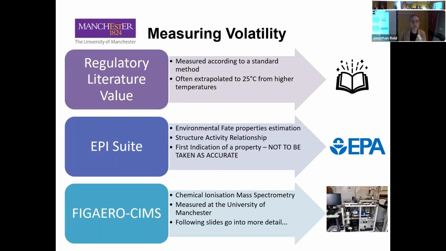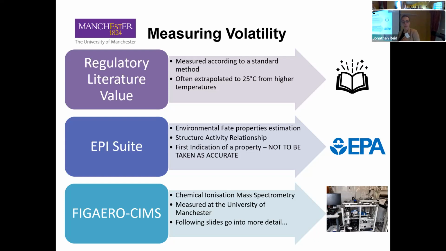So to measure volatility, there's 3 main aspects that I have sort of considered. The first value is the regulatory literal value. This is stored normally in the renewal assessment report, so a very sort of legal government sort of report that will decide whether that pesticide can be renewed for the next 10 years. It is measured according to a standard method. However, I like to sort of question that standard method, mainly because a lot of the time they are not measured at the temperature that is relevant. So it's often extrapolated from, say, 50 degrees to 25 degrees.